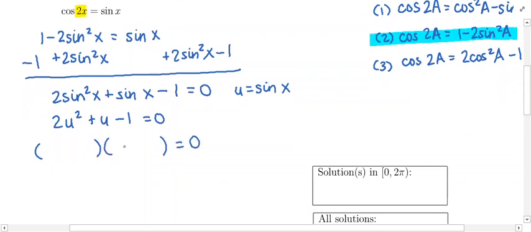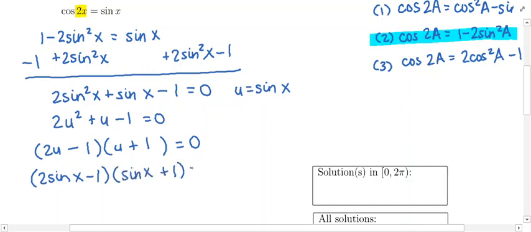This is going to be 2 times u squared, which breaks up into 2u times u. Then the numbers need to multiply to be 1, so that's going to be 1 and 1, but then I need to get the signs to work out. It looks like it's going to be this. Okay, so 2u squared plus 2u minus u gives me the middle term, and then minus 1. So that's correct. I'm going to go ahead and replace u with sine of x.